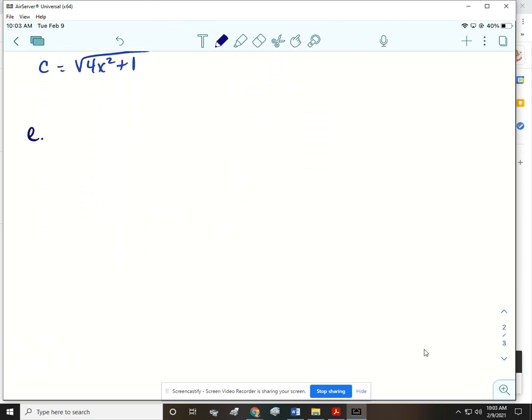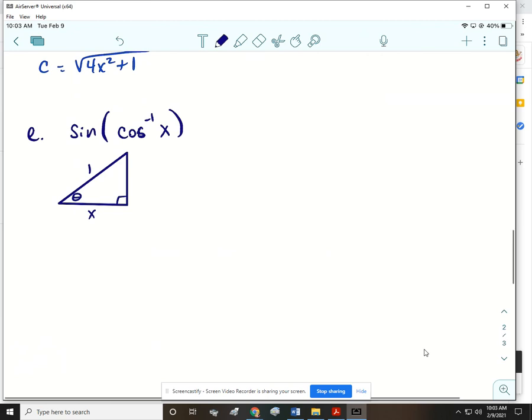Let's look at E. We have the sine of the inverse cosine of x. All right, so since it's an expression and not just a value, we're just going to draw a right triangle. We don't have to worry about a quadrant. We'll put theta here. Now what I know is that the cosine of theta is x, which means that the adjacent should be x and the hypotenuse should be 1. Okay, and then we'll figure out that other leg.